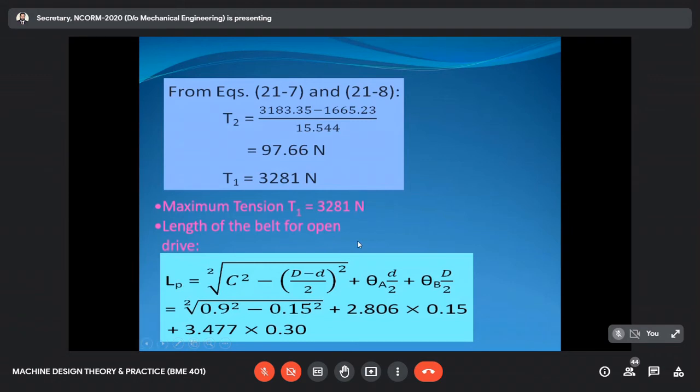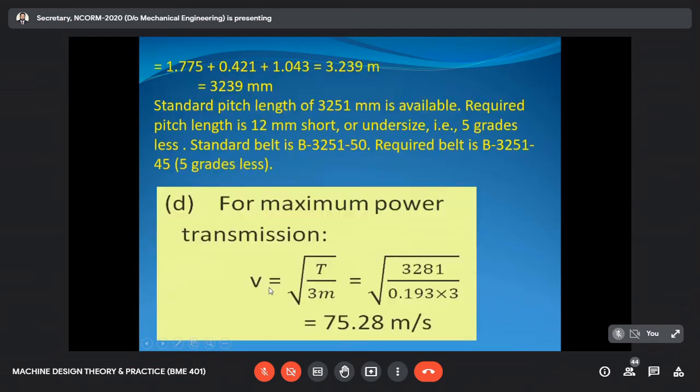Length of the belt, we discussed this equation. For the open belt case, this equation we discussed yesterday. You have all these parameters here, you put these values here, you will be able to get the length of the belt for the open drive. So you will solve it.